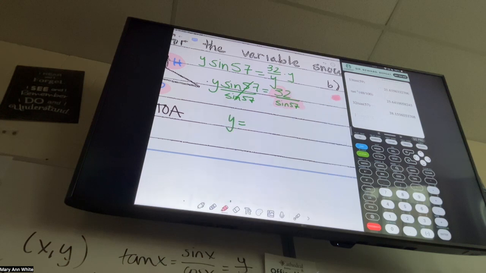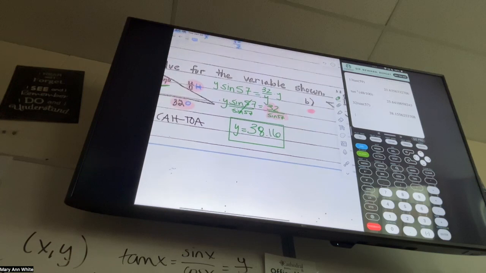What mode is that here? Excuse me? What mode is it? Degrees. Notice that the angle in my problem was in degrees, so I need my calculator to be in the same space. Is everybody doing okay so far?